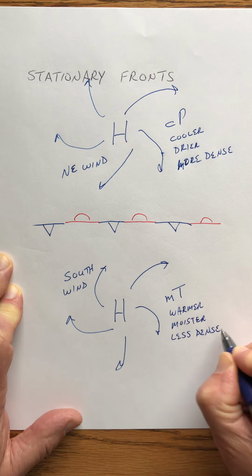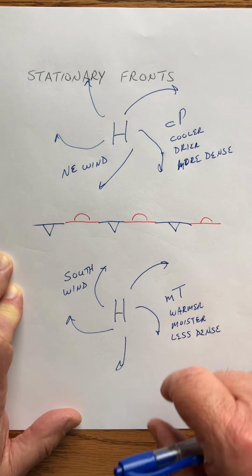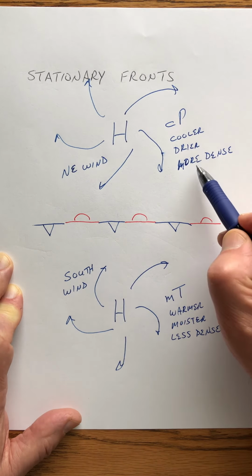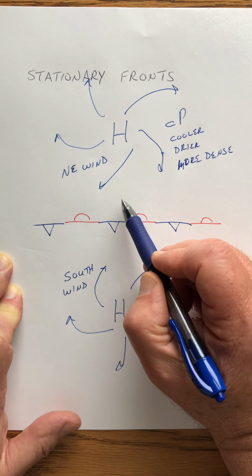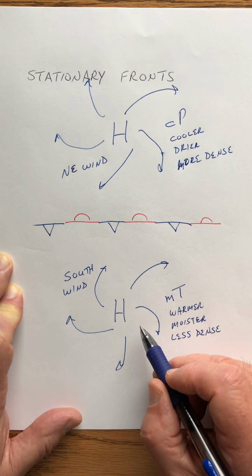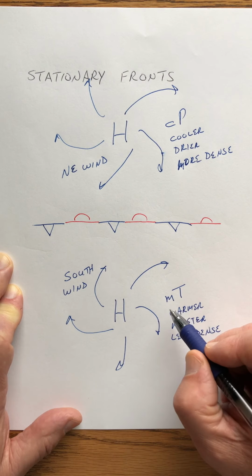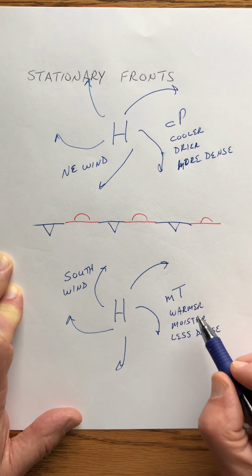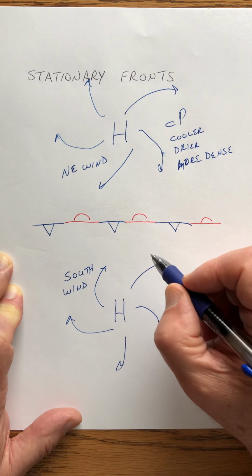All right, so we've got continental polar air represented by this high pressure, circulation clockwise and outward, cooler, drier, more dense air, and so typically the air to the north of a stationary front is going to be out of the northeast. We have a maritime tropical air mass represented by another high pressure, circulation clockwise and outward, warmer, moister, less dense air with a southerly flow.